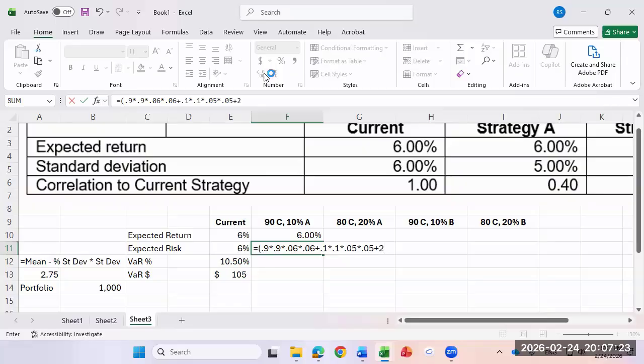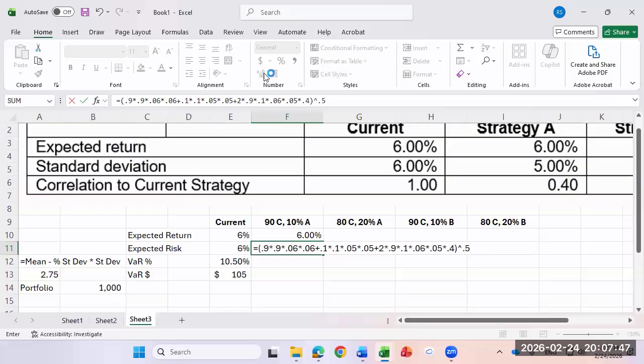Let's slow to 2 times the weighted average. Give me the numbers. 2 times 0.9 times 0.1 times 0.06 times 0.05 times the correlation. What's the correlation? 1 or 0.4? 0.4, right. Raised to the 0.5.